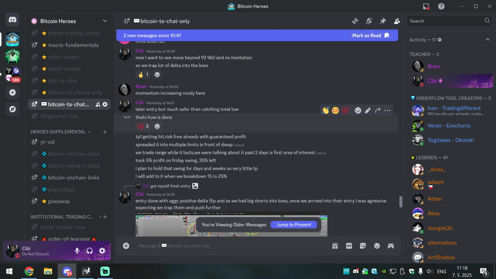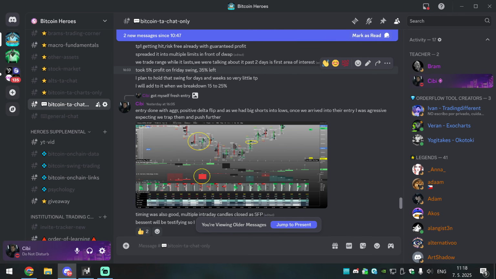So I say later entry, much safer than catching the total low. That's how it went down. Take profit one is getting hit, risk-free already with guaranteed profit. I spread the take profit into multiple limits in front of daily up. That was simple. We trade the range while it lasts. I was also taking additional small take profit on Friday swing. This was a second trade, a second short, because the other one was closed. I was showing you.